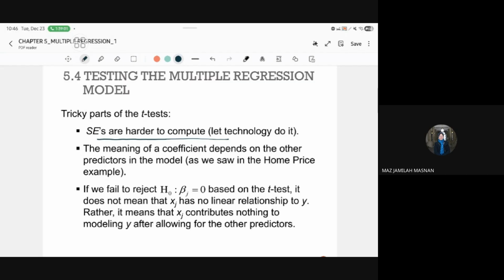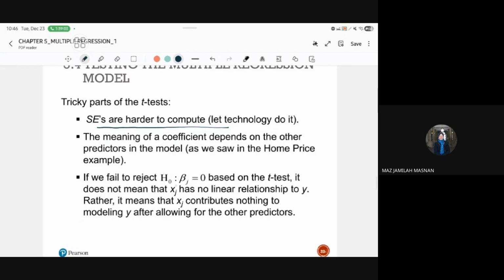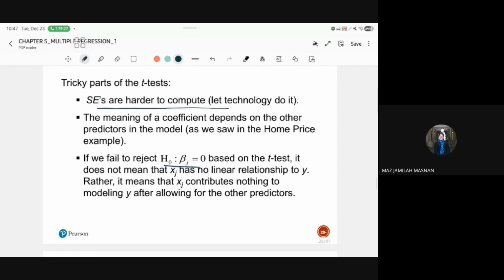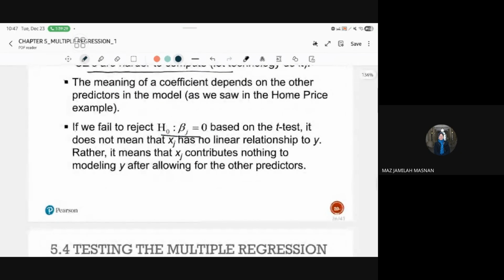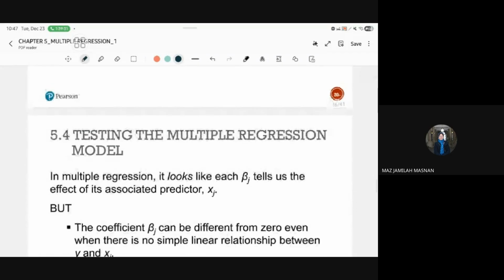So in the case that we fail to reject the null based on the t-test, it does not mean that the xj has no relationship to y. It means that the xj contributes nothing to modeling after allowing for the other predictors. So we have to look at, I think this one will be much easier if you have an example.